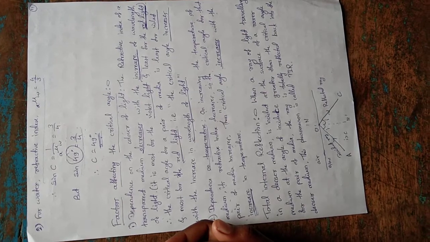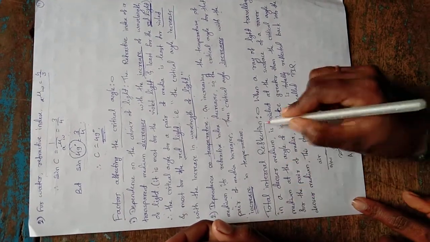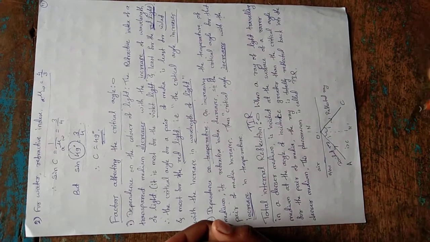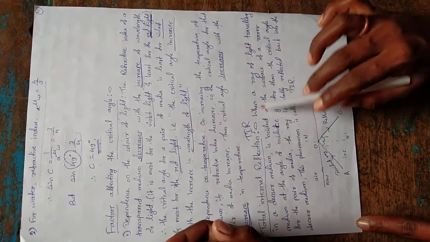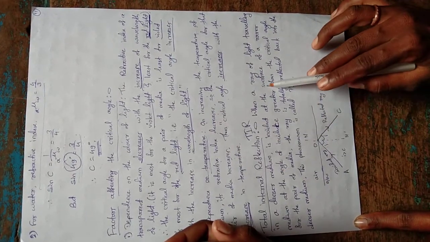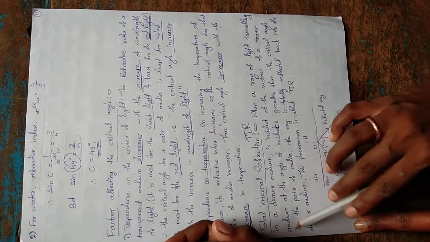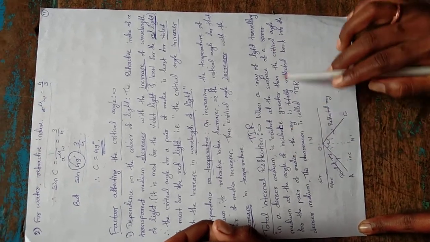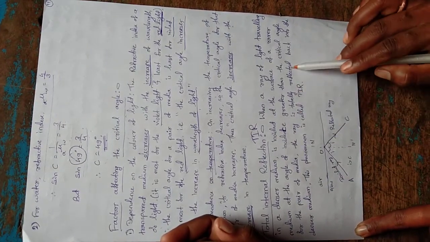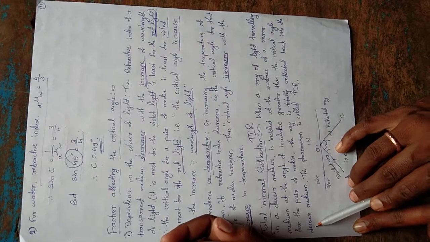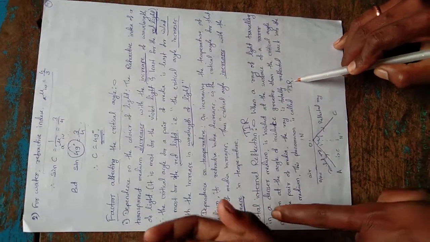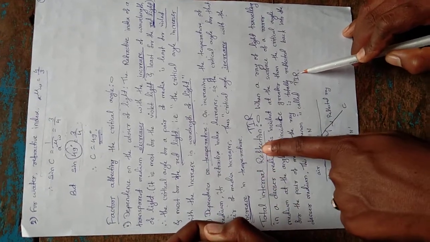Next, total internal reflection, TIR. When a ray of light traveling in a denser medium is incident at the surface of a rarer medium at an angle of incidence greater than the critical angle for the pair of media, the ray is totally reflected back into the denser medium. This phenomenon is known as TIR or total internal reflection.